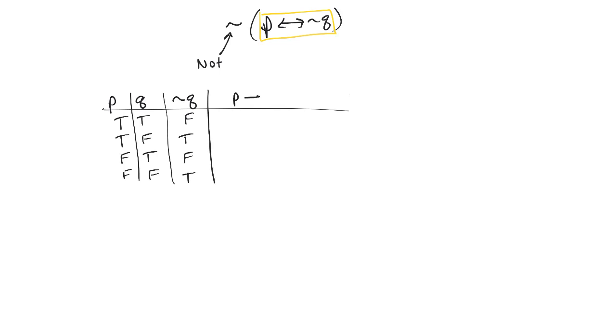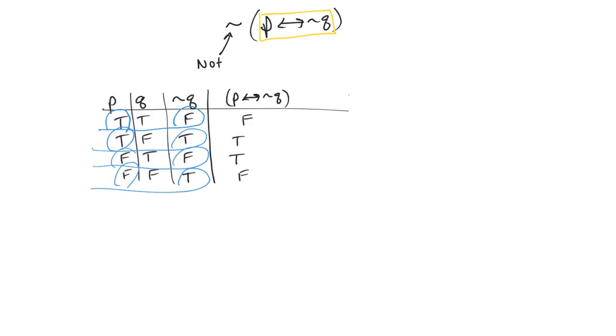Now let's do what's in the parentheses. P if and only if not Q. Okay, so I need to compare P and not Q, and with if and only if, it gets to be true if they're the same. So this is false. Here they have the same value, so this one gets to be true. Same value, so true, and different values, so false. Right, we've got false, false, so it's the same.